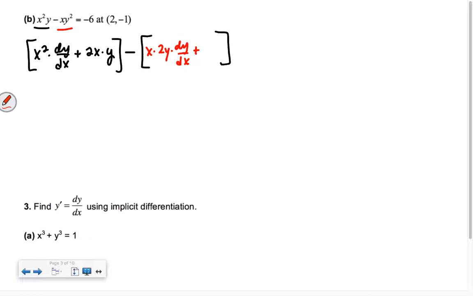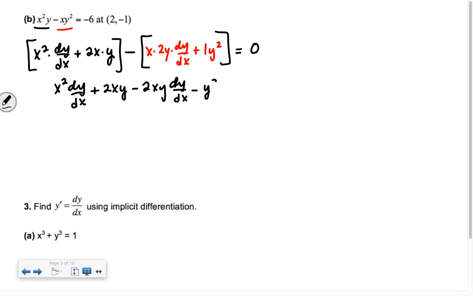Okay, so then I have plus the derivative of x, which is 1, and then y squared just how it is, equals 0, right? Derivative of negative 6. Don't forget to take the derivative. A lot of people will forget the derivative of the number. So you can clean it up a little bit. So we have x squared dy over dx plus 2xy minus 2xy dy over dx minus y squared equals 0. So I just distributed the negative.